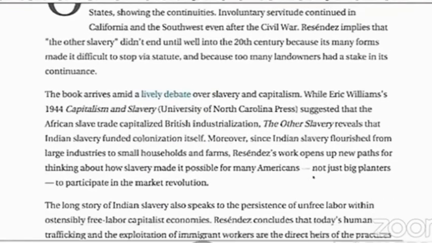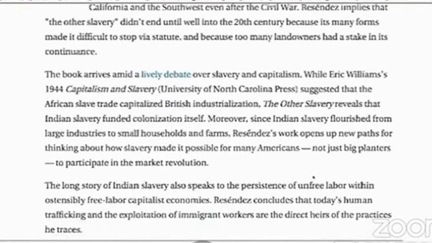The book arrives amid a lively debate over slavery and capitalism. While Eric Williams' 1944 Capitalism and Slavery, University of North Carolina Press, suggested that the African slave trade capitalized British industrialization, the other slavery reveals that Indian slavery funded colonization itself, the whole colonization. Moreover, since Indian slavery flourished from large industries to small households and farms, Resendiz's work opens up new paths for thinking about how slavery made it possible for many Americans, not just big planters, to participate in the market revolution.